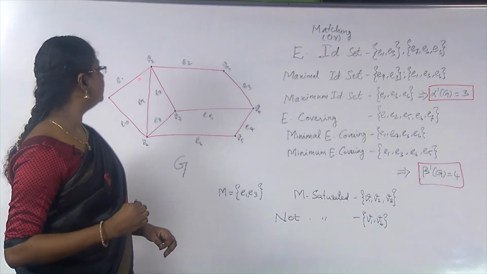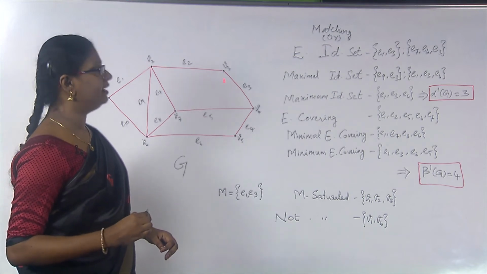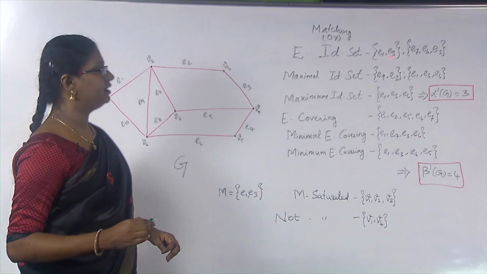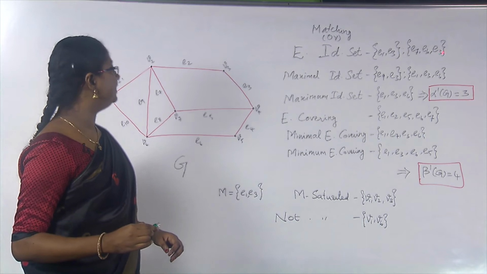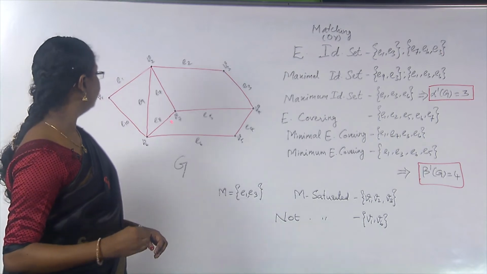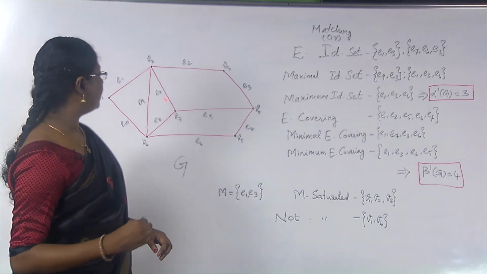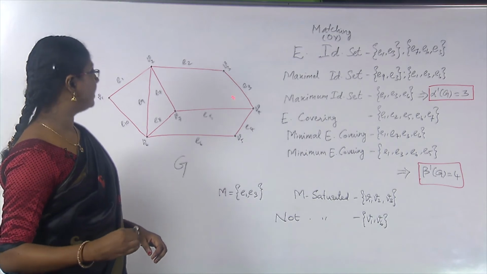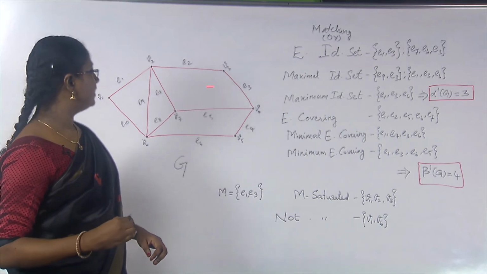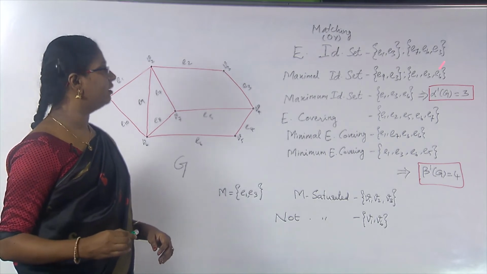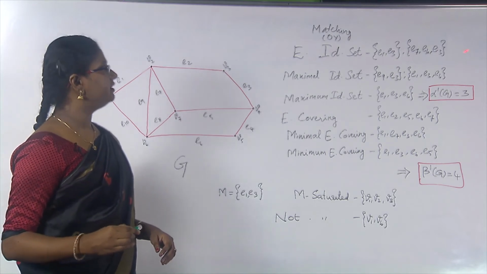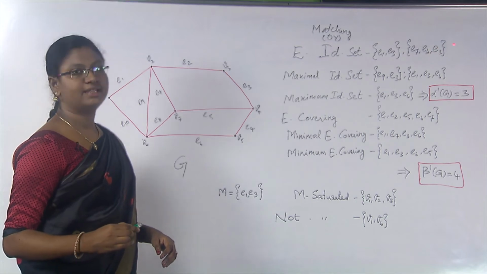So, we cannot consider E1, E2, E3 as an independent set, which means E1, E3 is an independent set. And if we consider E7, E6 and E3, as these edges do not have any vertices in common, we can say this set is itself an independent set or matching.